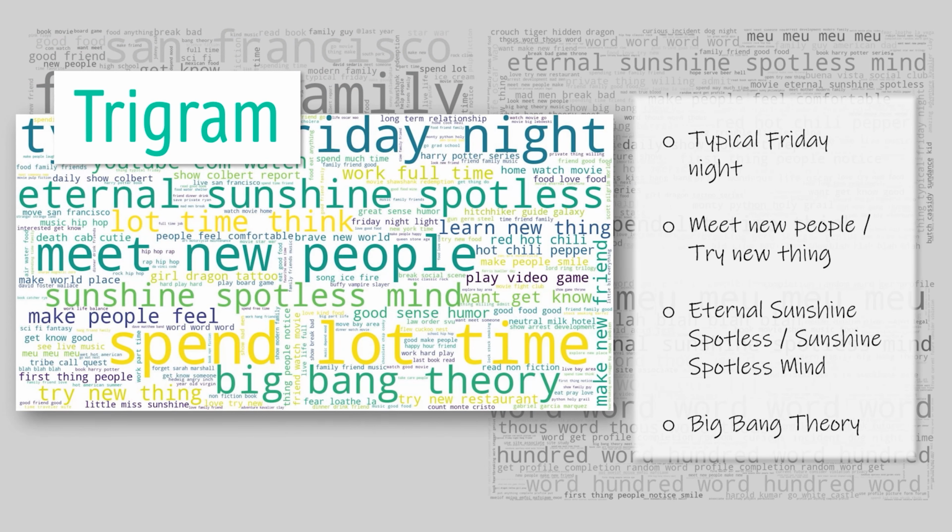Based on the trigrams, we can see that the users of dating apps are looking forward to meeting new people and trying new things. Also, from the trigrams, there are 2 popular drama series at the time, which are Eternal Sunshine of the Spotless Mind and The Big Bang Theory.